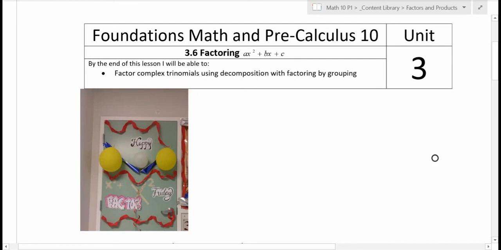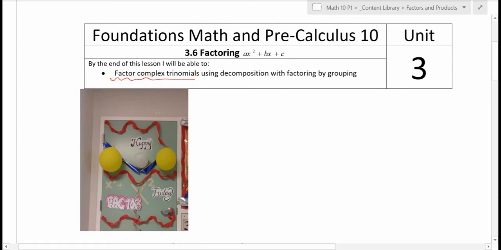Alright, welcome back to the sixth lesson of this polynomial unit. We are going to be working on, again, more factoring. But last time we worked on factoring simple trinomials. Today we're going to be looking at factoring complex trinomials.